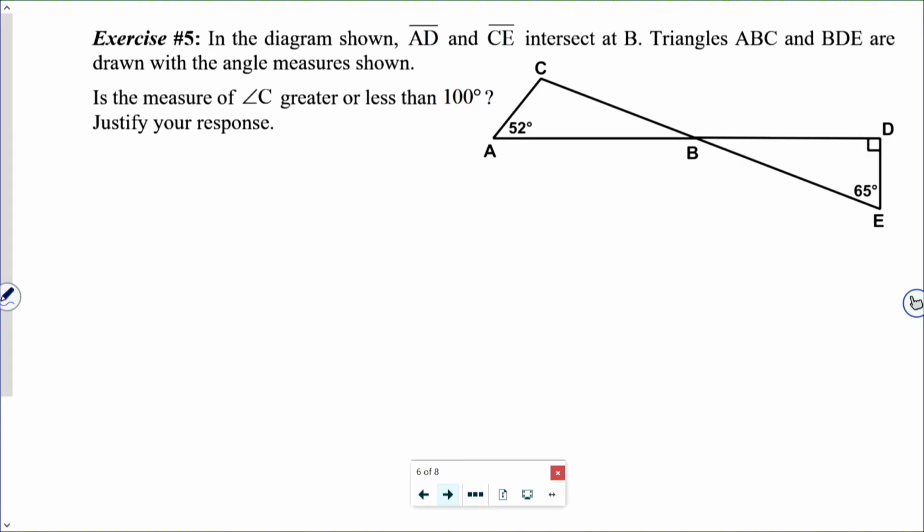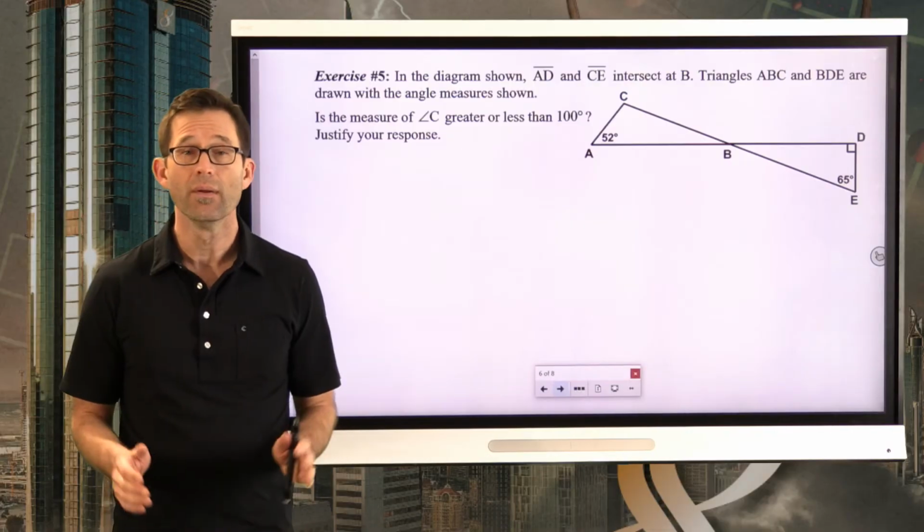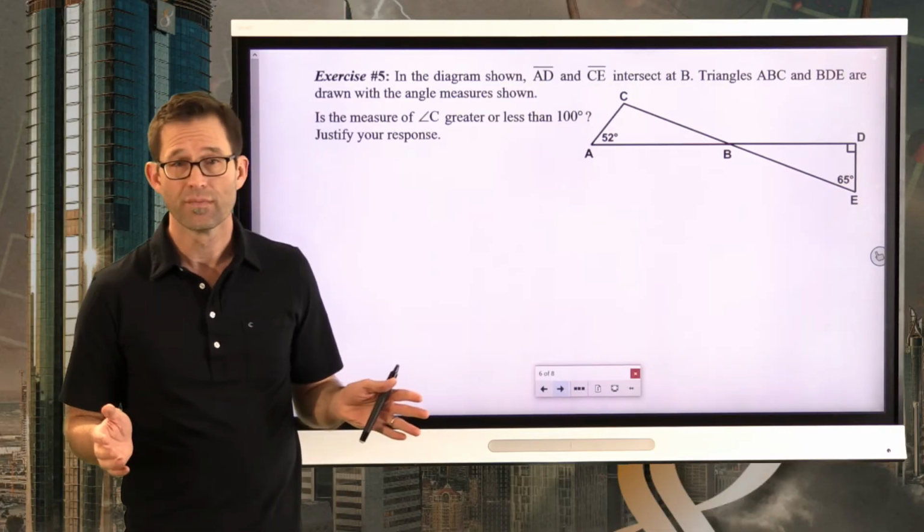Exercise number 5. In the diagram shown, AD and CE intersect at B. Triangles ABC and BDE are drawn with the angle measurements shown. Is the measure of angle C greater or less than 100 degrees? Justify your response.